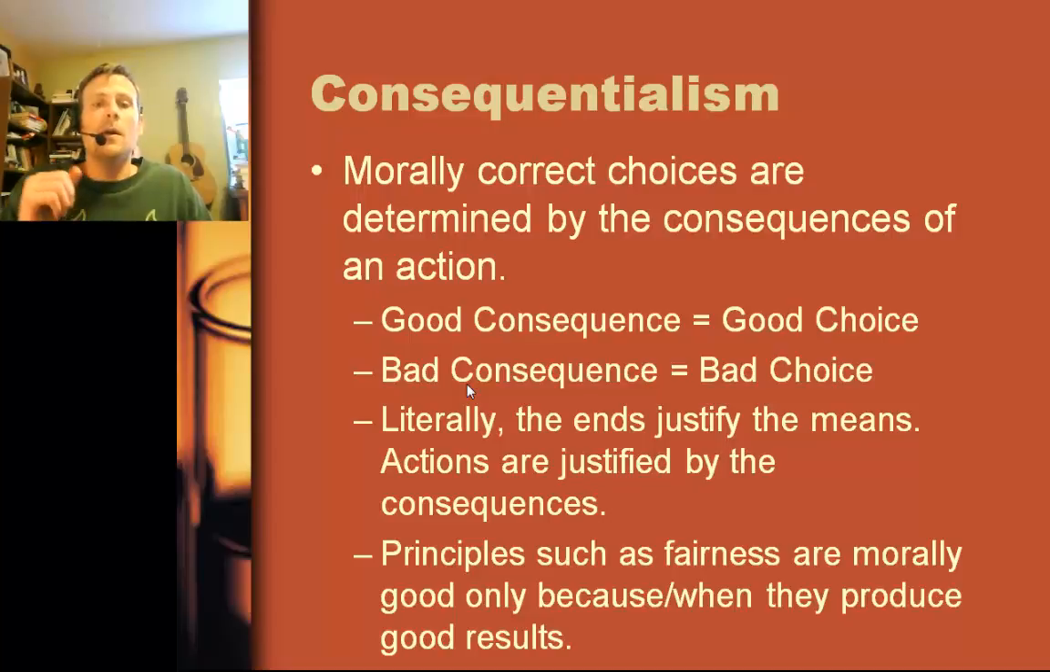So principles like fairness don't count for much in a consequentialist system, right? Fairness would only be valuable to the consequentialist when and if it produces a good result. So if being unfair produced a good result, being unfair would be morally acceptable to the consequentialist. If being fair produces a good result, then being fair would be morally acceptable to the consequentialist.